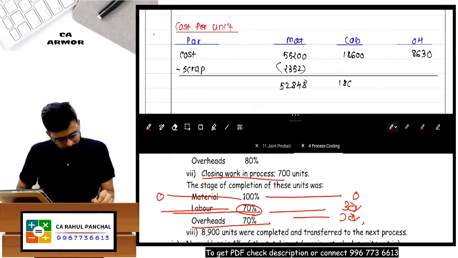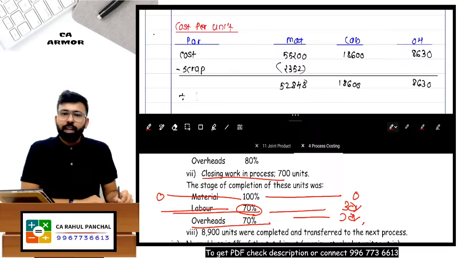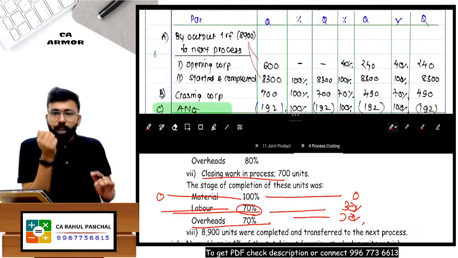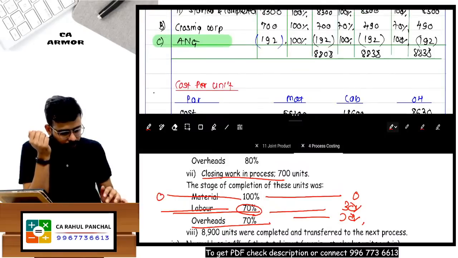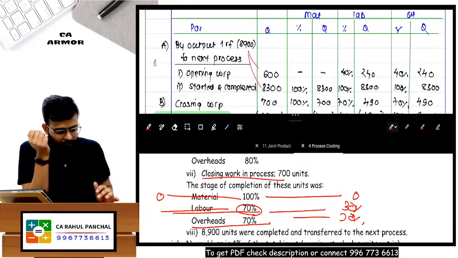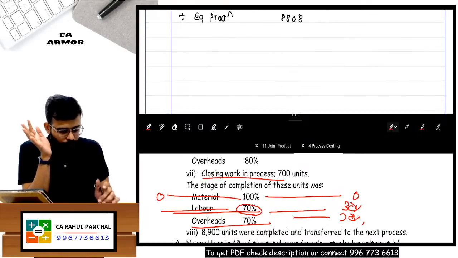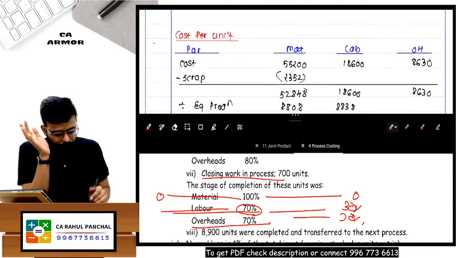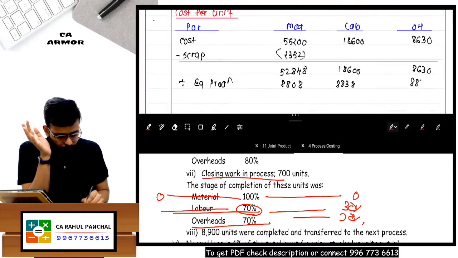52,848, then 18,600, and then 8,360. Now this will be divided by equivalent production, which is calculated in the earlier statement. Whatever cost I have incurred in the current period, I have produced this many units. So whatever cost we have incurred in the current period, the worker has produced 8,838 units. Just divide by this and you will get CPU.